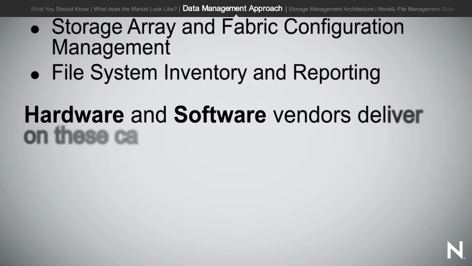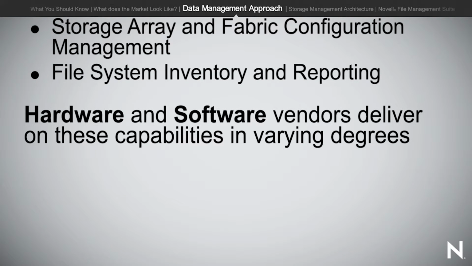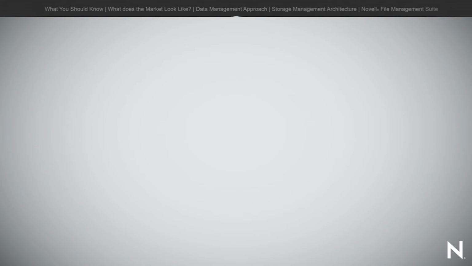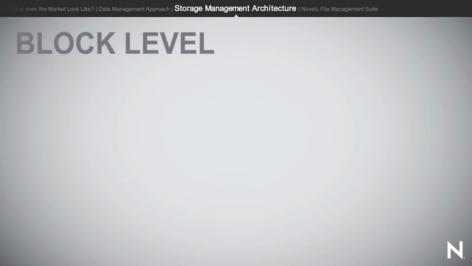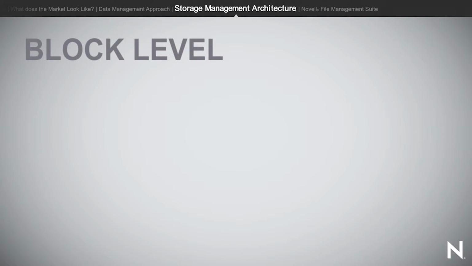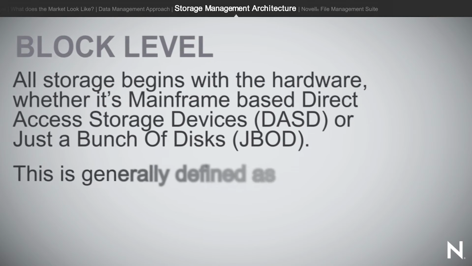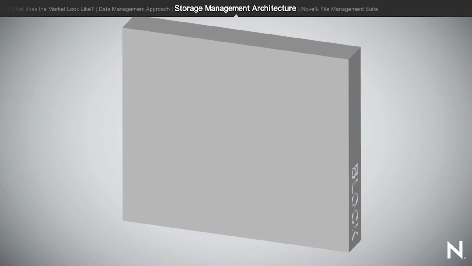Hardware and software vendors deliver on these capabilities in varying degrees, each with merits that favor different aspects of the file system management lifecycle. Now let's look at a high-level architecture of storage management. All storage begins with the hardware, whether it's mainframe-based direct access storage devices or just a bunch of disks. This is generally defined as block storage, focusing on the bits on the disk.